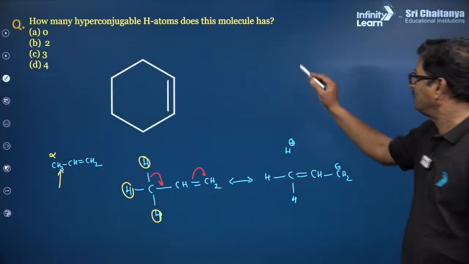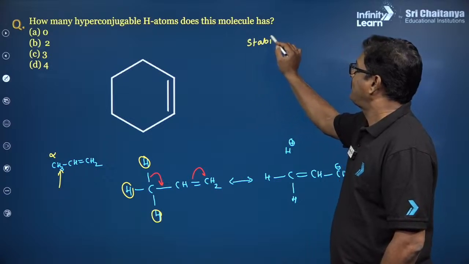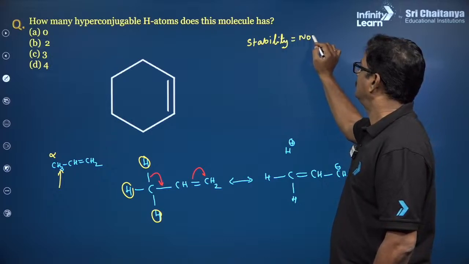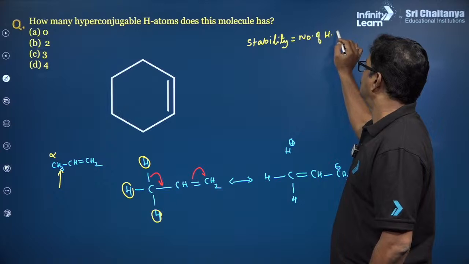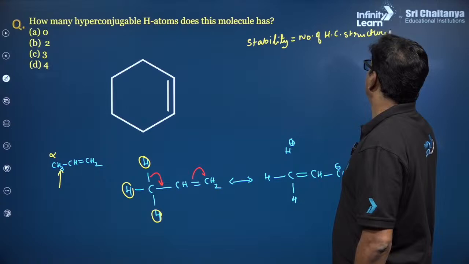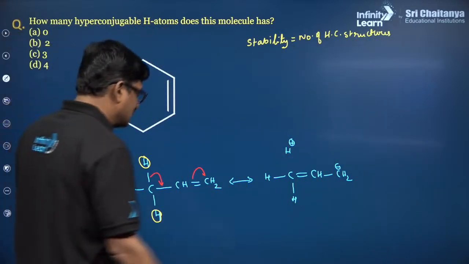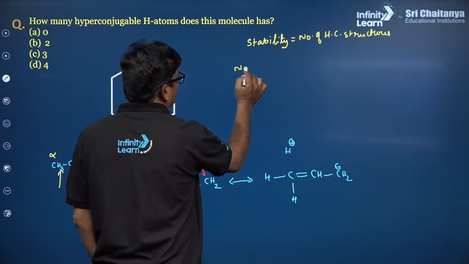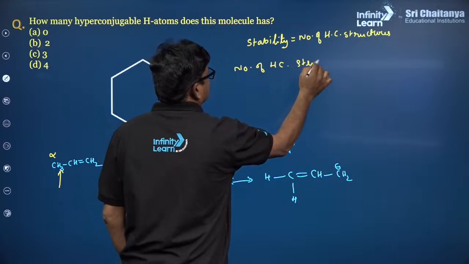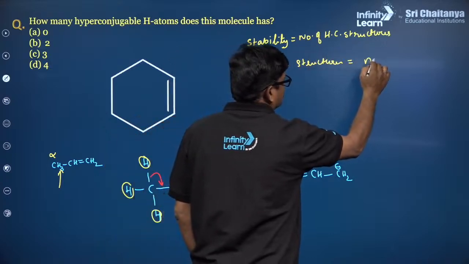Now let's see here: stability is equal to the number of hyperconjugation structures, and the number of hyperconjugation structures is equal to the number of alpha hydrogens.